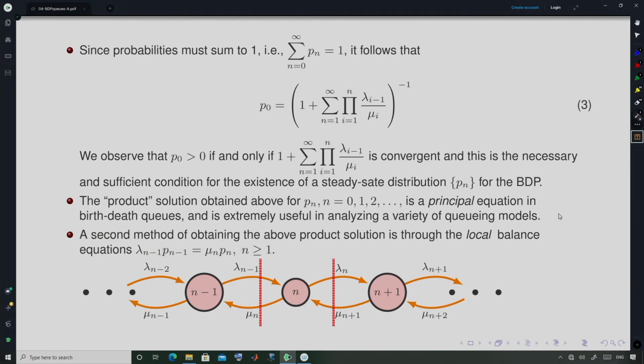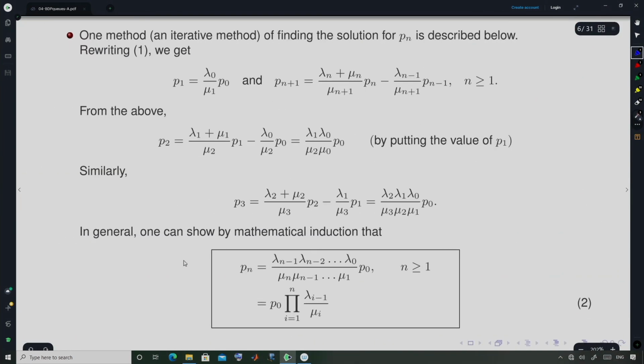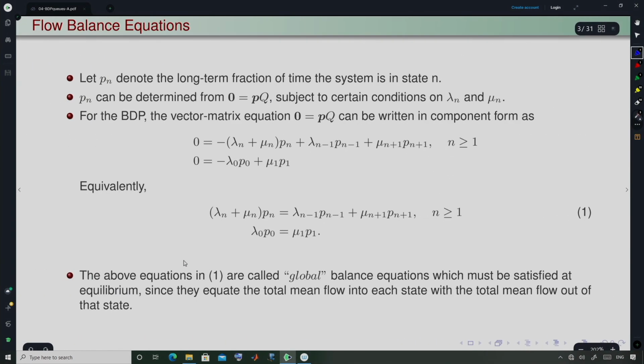There is a second method of obtaining the same product solution, which is through what we call the local balance equation. So, what is the local balance equation? That local balance equation is simply this. Now, look at this particular equation here. Lambda naught P naught is mu 1 P 1, right.